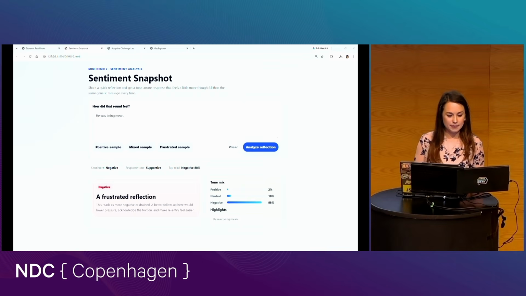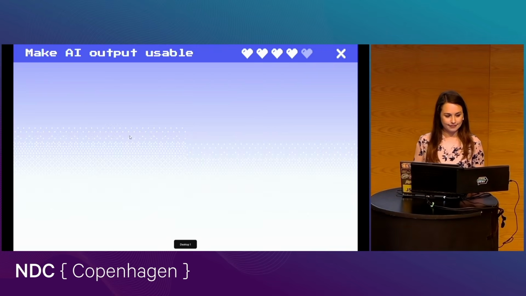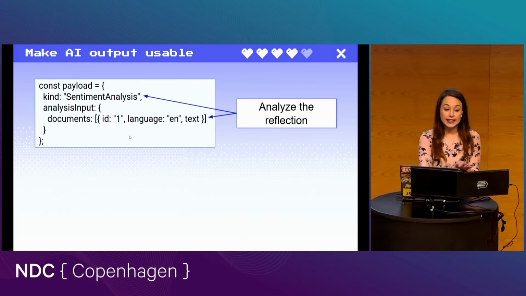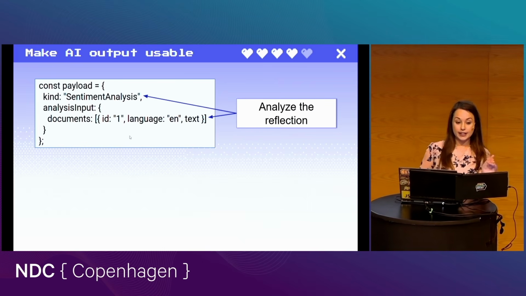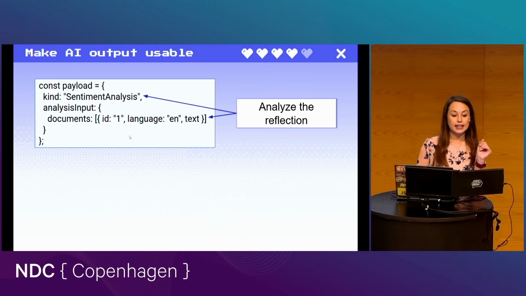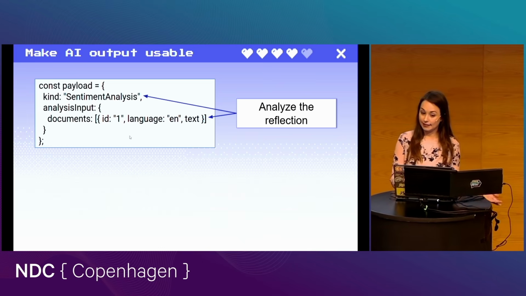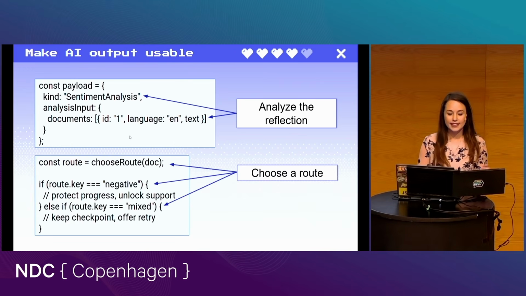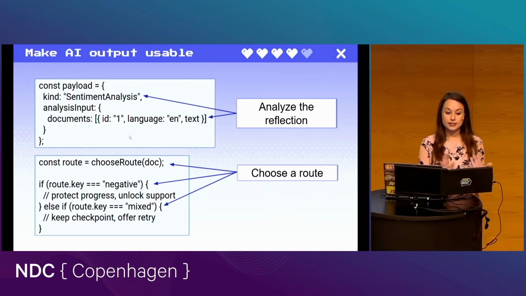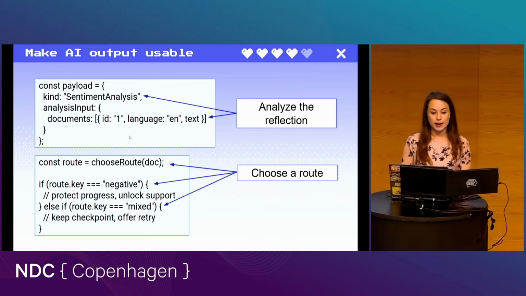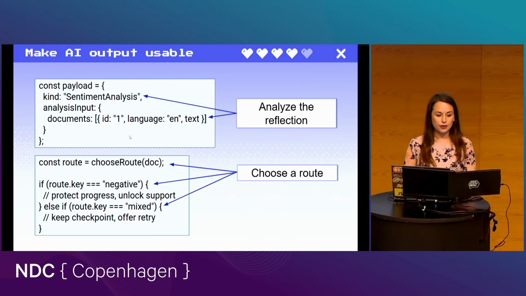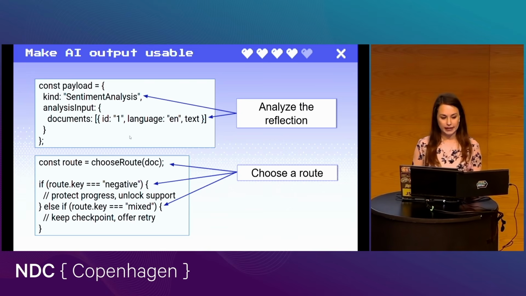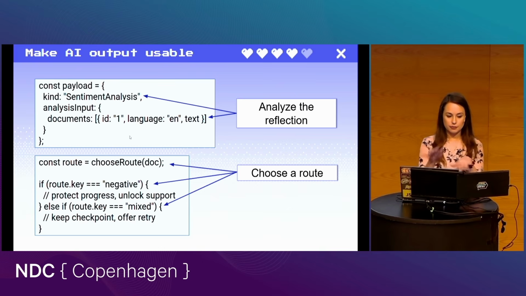All right, let's go ahead and look at a bit of the code for this. Okay, so first we analyze the reflection. We're telling Azure here that we want sentiment analysis, and we're sending in the player's reflection as the thing that we want analyzed. All right, and then we actually choose a route, right? This is where the app logic takes over. The model gives you the signal, but the code actually decides what that means for the player. If the reflection reads more negative, we can move into some kind of more supportive path.